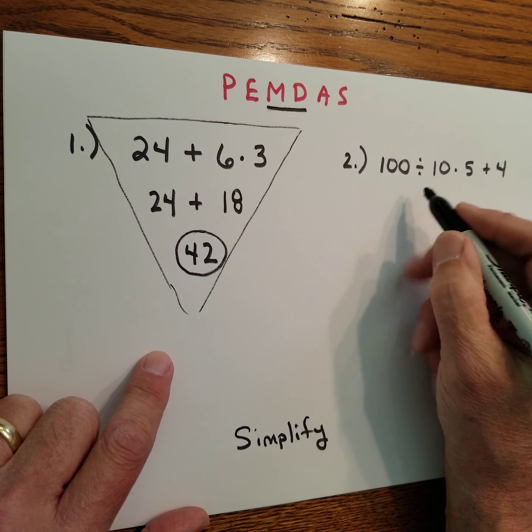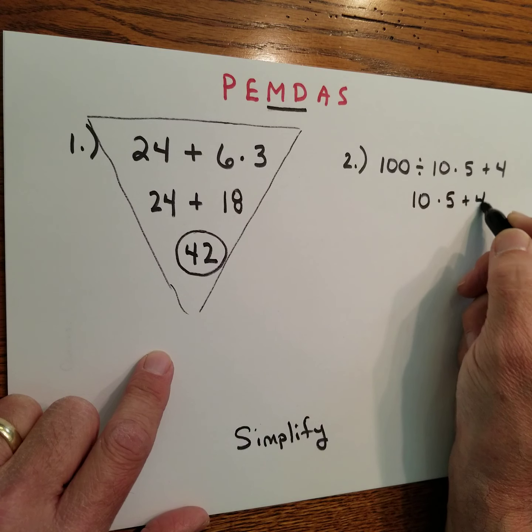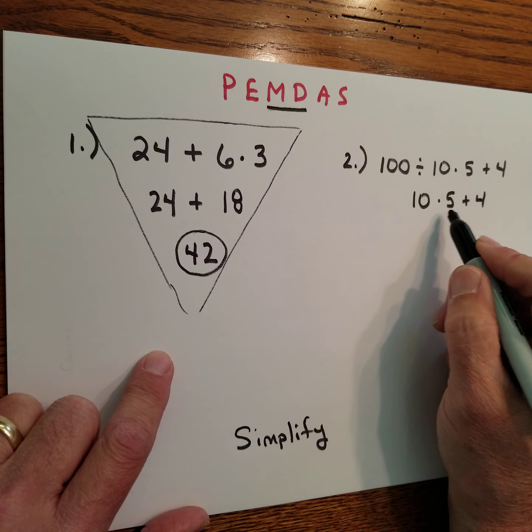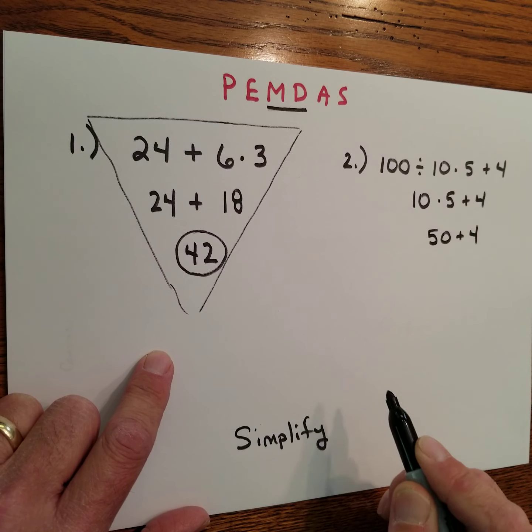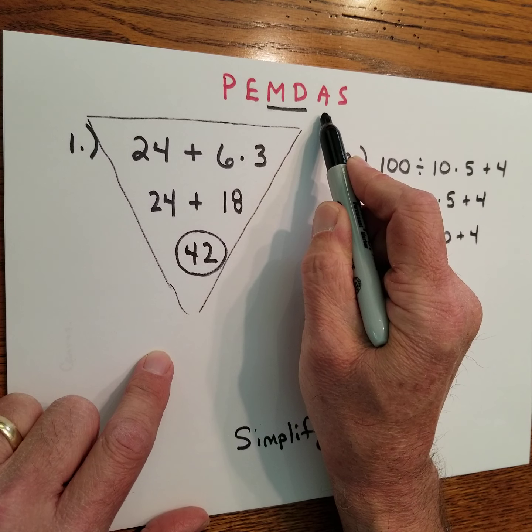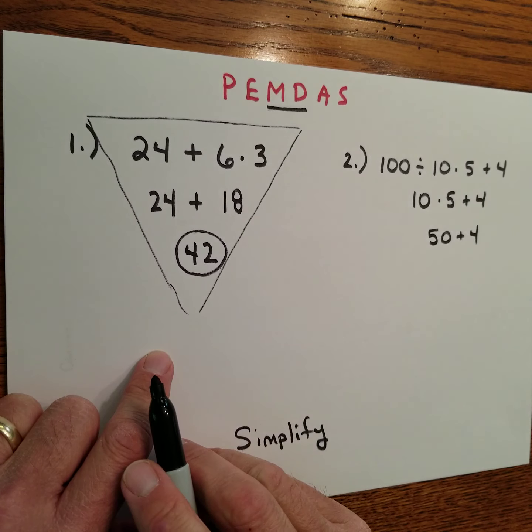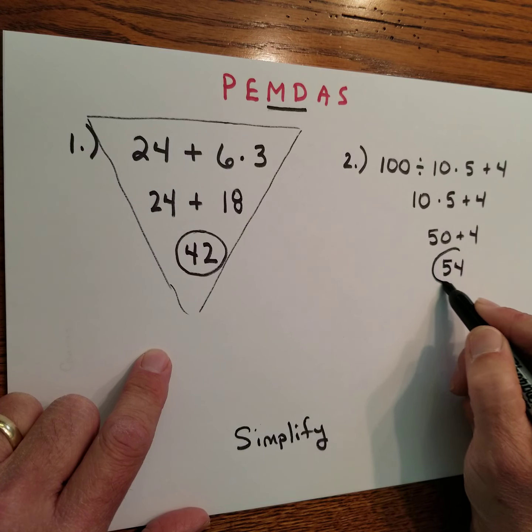100 divided by 10 is 10. Copy the rest of the problem. 10 times 5 is 50. Copy the rest of the problem. Now all that's left is addition. Addition happens after multiplication and division. 50 plus 4, that's 54.